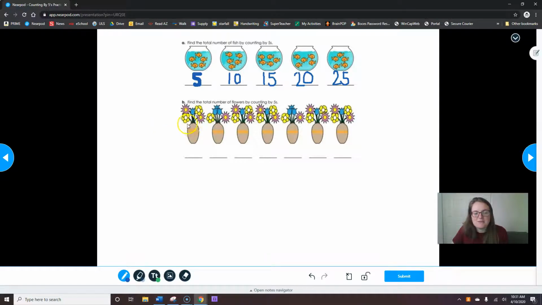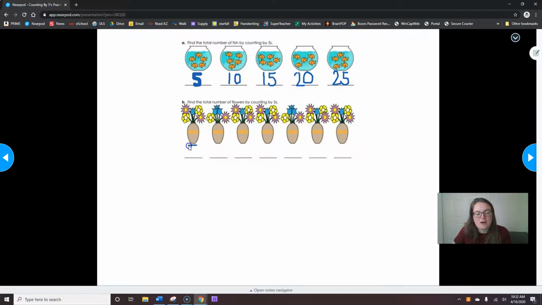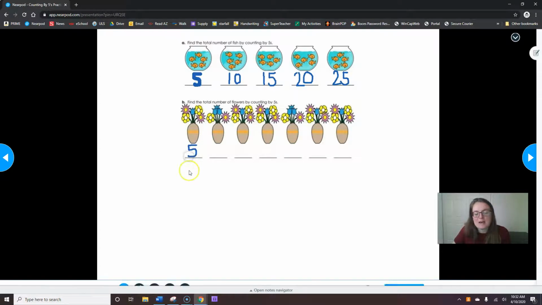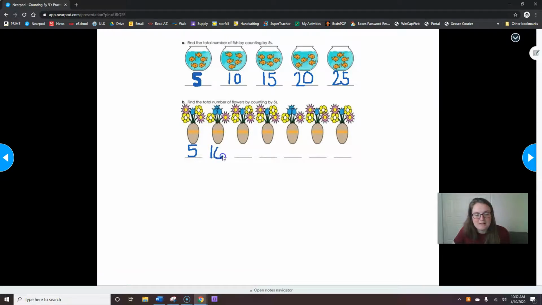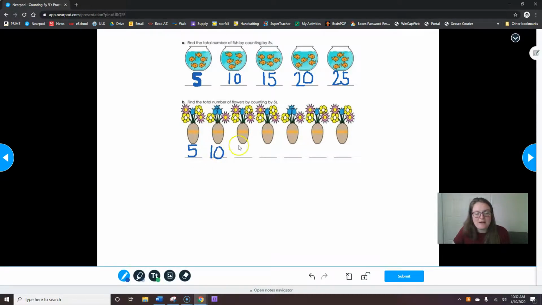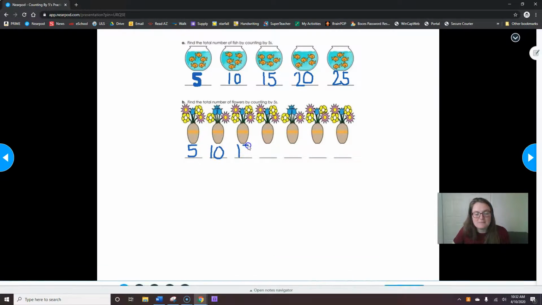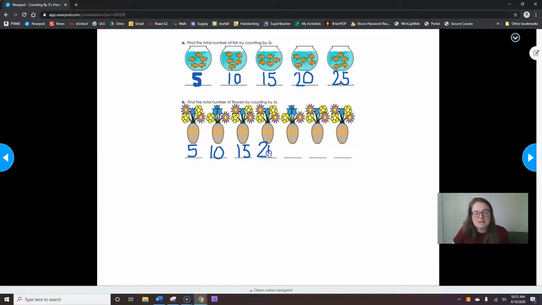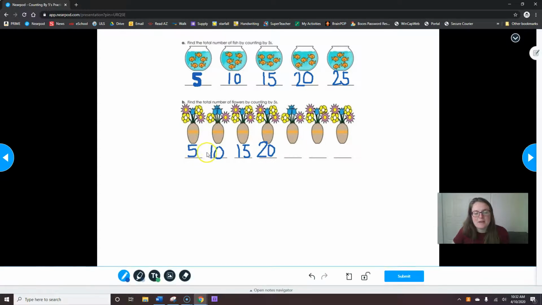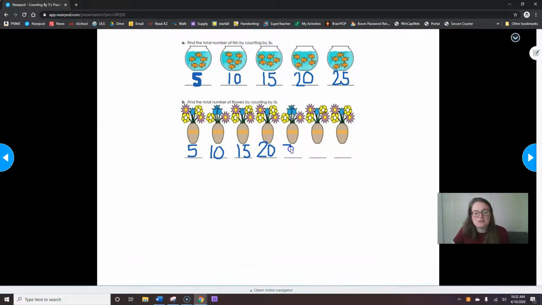Now, find the total number of flowers by counting by fives. Let's see how many are in each vase. 1, 2, 3, 4, 5. So we're counting by 5 because there are 5 flowers in every vase. Okay, so the first one has 5. And when I'm counting by fives, I have 5, 10, 15, 20, 25.